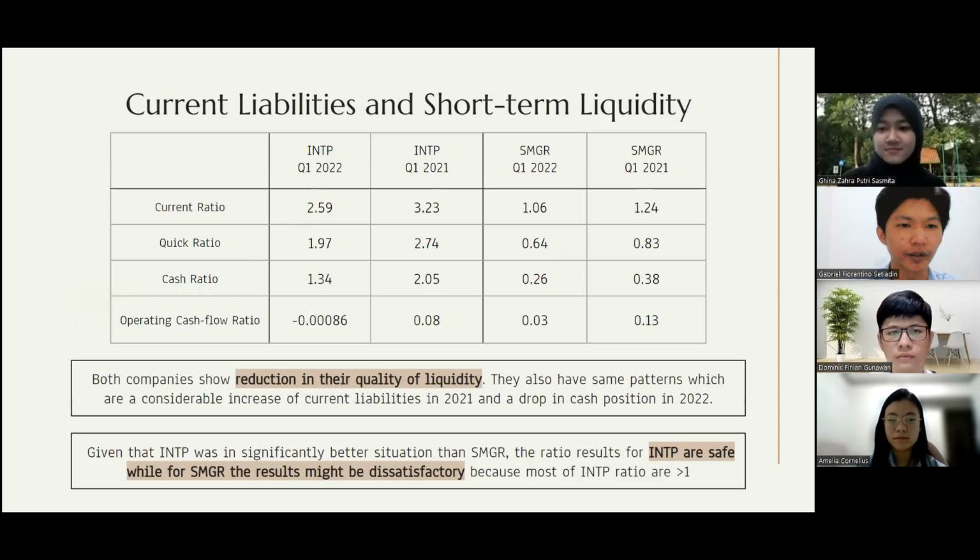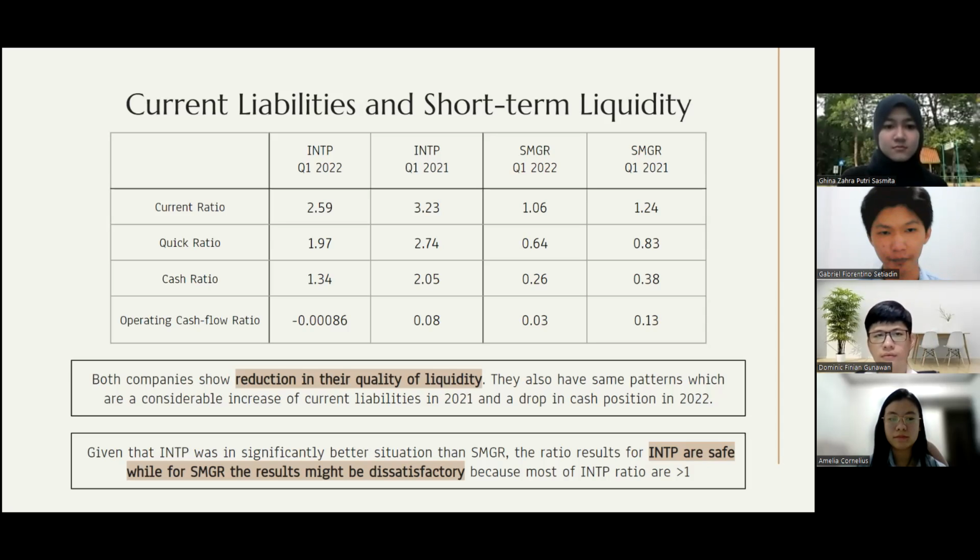For the first one, we are going to evaluate the current liabilities and short-term liquidity for both companies. We have several ratios that we have already calculated. The first is the current ratio, second the quick ratio, then the cash ratio and the operating cash flow ratio. And here are the results. Based on our calculation, both companies show a reduction in their quality of liquidity.